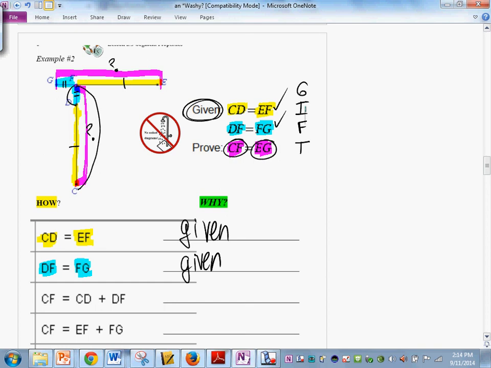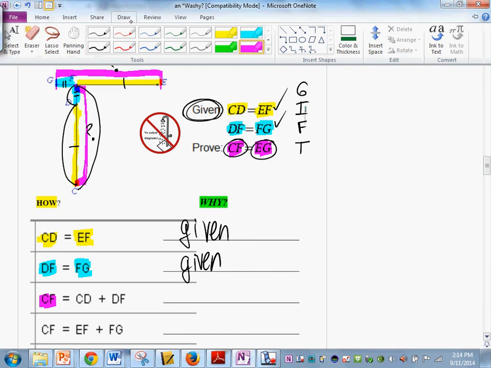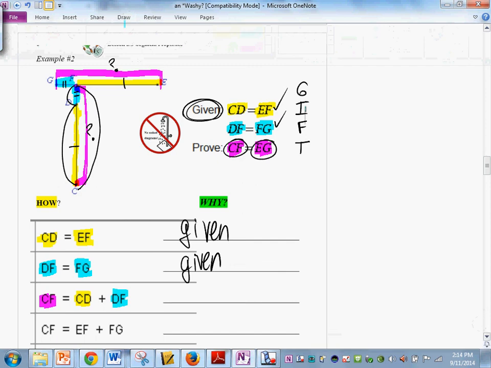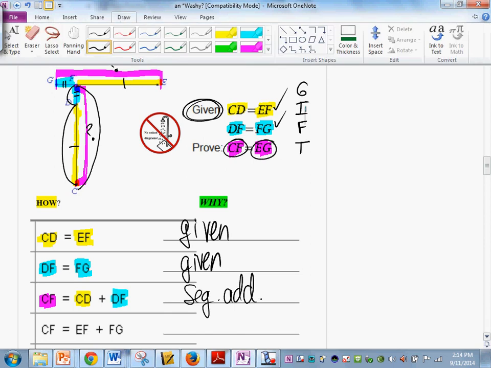Now, I'd like you to just bunny hop these 2 steps. Do those little segments add up to the big one, yes or no? Yes. Good, that's true. So watch what I can say. I can say that the pink is made up of the yellow and the blue, in my case, whatever color it is for you. And the reason is that's called segment addition.